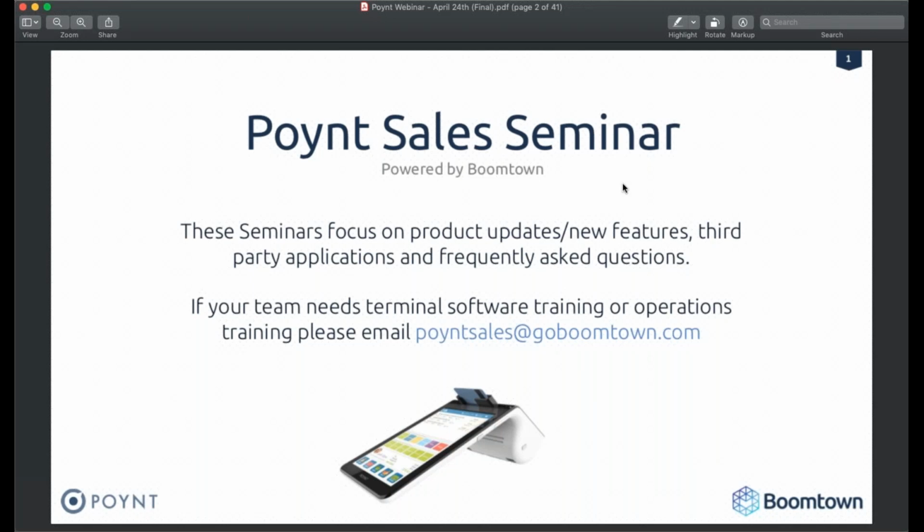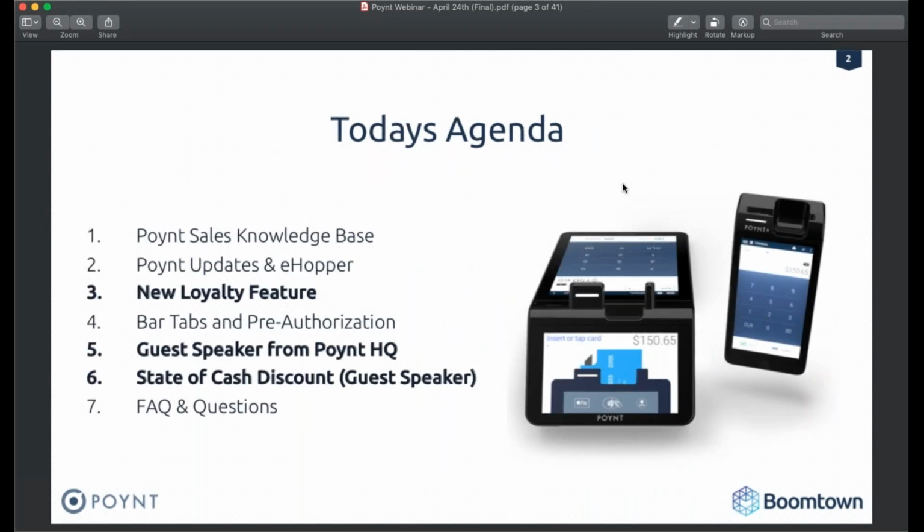But you should see my screen. You should see Poynt Sales Seminar as we move on to the next slide. Here's today's agenda. Basically, we're going to go over the Poynt Sales Knowledge Base and how we set up a knowledge base for your sales teams. Poynt updates, eHopper, the POS application. We're going to talk more about that on the next webinar, but just going to do a quick preview of it. We're going to go in depth on the new loyalty feature within the Poynt terminal, and then the Bar Tabs and Pre-Authorization application that's also new, kind of a nice surprise. We're going to go over that in some detail.